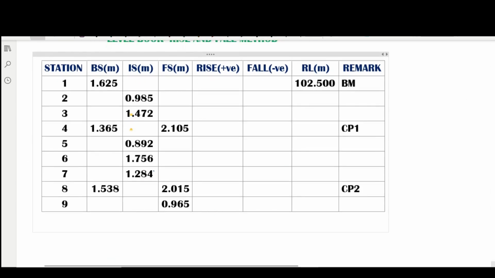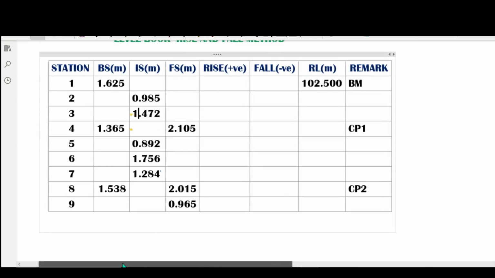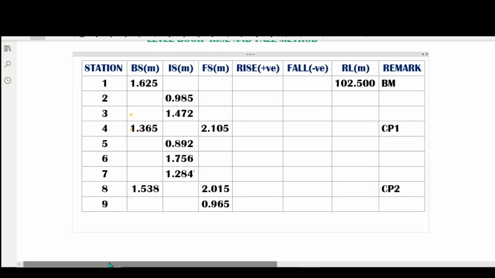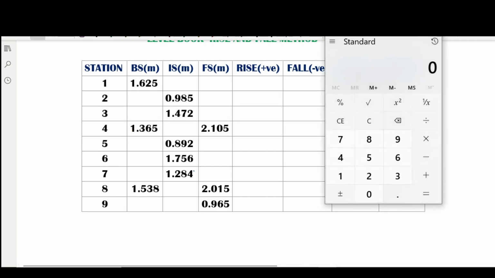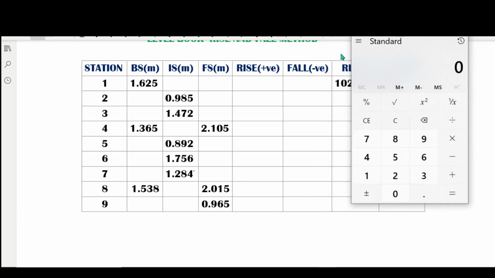Now let's continue. So guys, I'm going to bring out this calculator here. Let's check what we have here. Remember, I'm focusing on the rise and fall column for now.